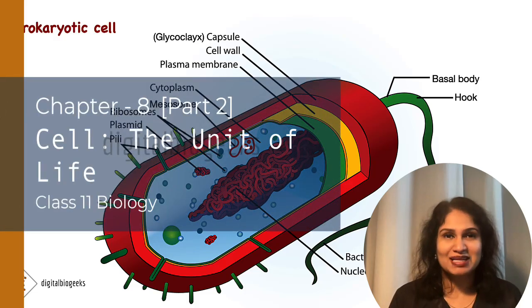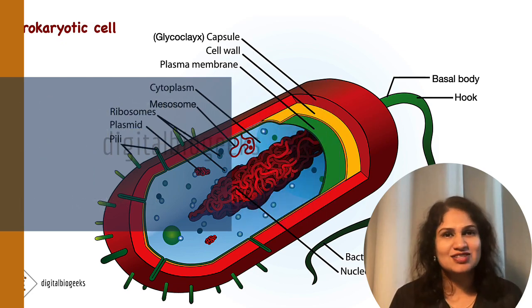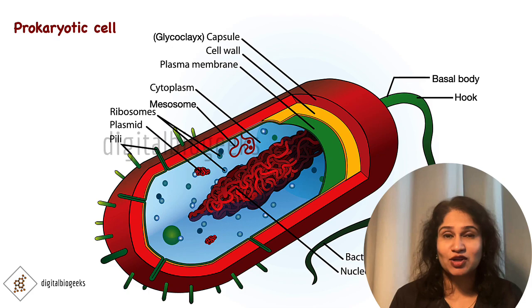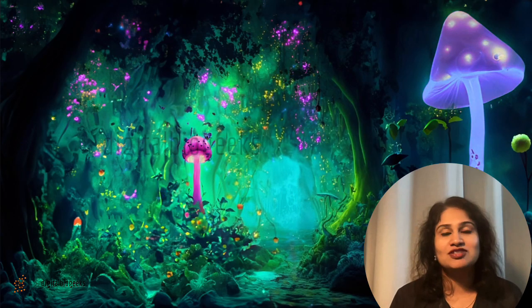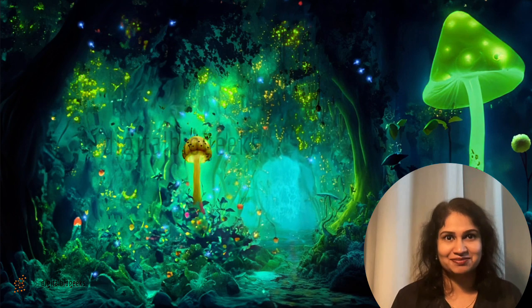Hello students, welcome back. In the previous video, we gained knowledge about the structure of prokaryotic cells. Their cell structure is simple. In this video, let's learn about the structure of eukaryotes like protists, animals, plants and fungi.